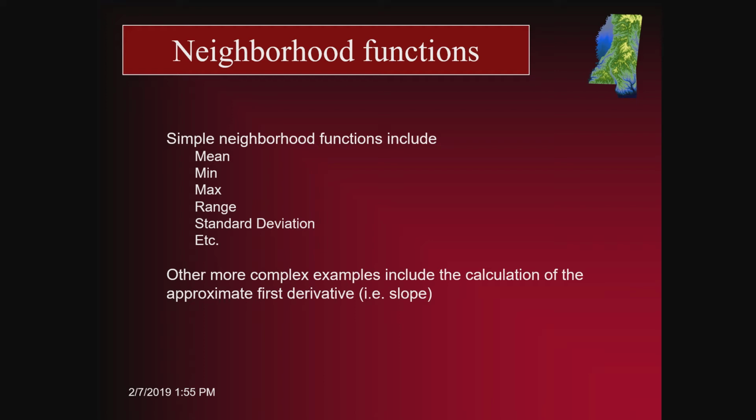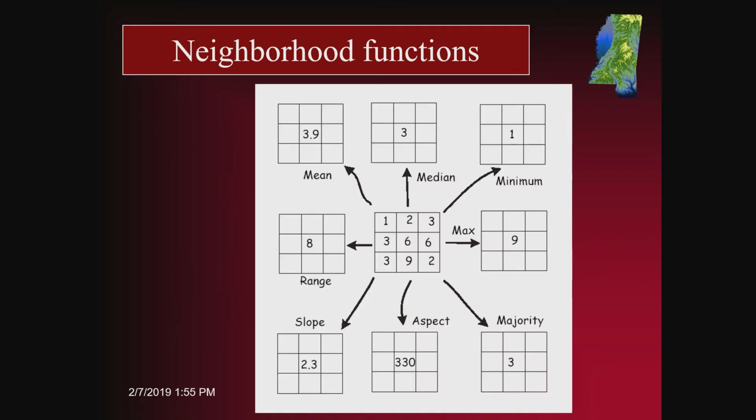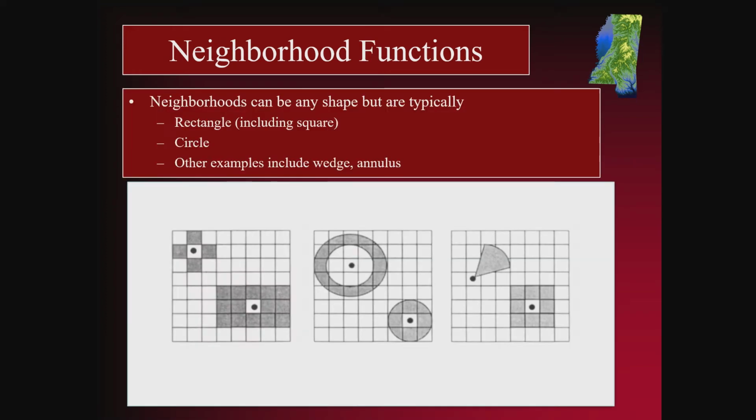Well, basically, it's a more complex version of a neighborhood operation. Here's a few more. So slope is a neighborhood operation, and we'll get into a little bit more detail about how slope is calculated. We're going to talk about terrain derivatives for a whole class. Neighborhoods are typically rectangles, but they can be other shapes.